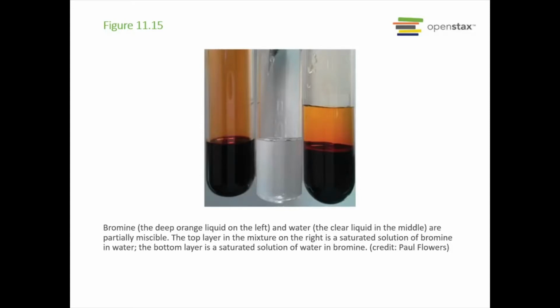And when you mix them, you see two distinct layers, but the water layer actually has color to it. That's because there actually is a tiny bit of bromine, a small amount, that's able to dissolve or be miscible with the water. So this is a saturated solution of bromine and water on top, and the bottom is a saturated solution of water in bromine.